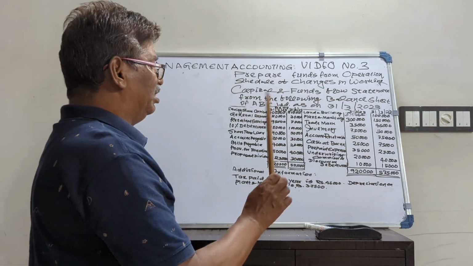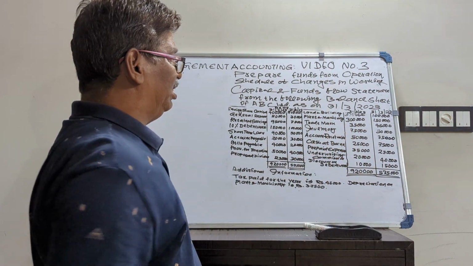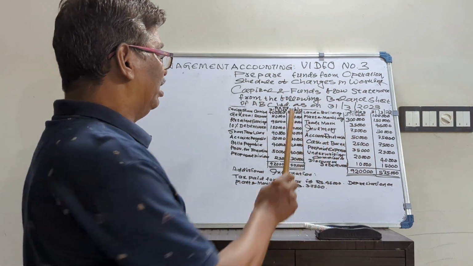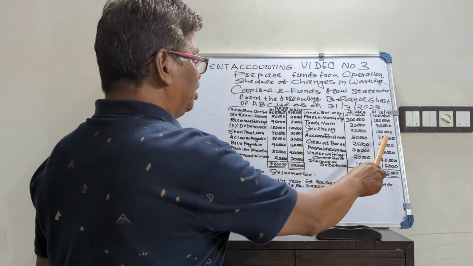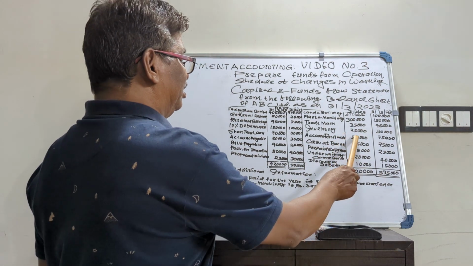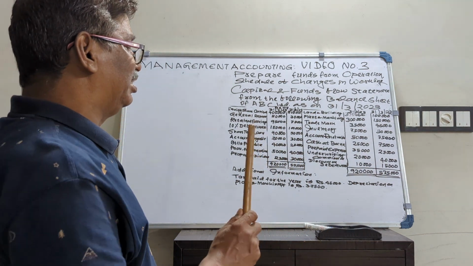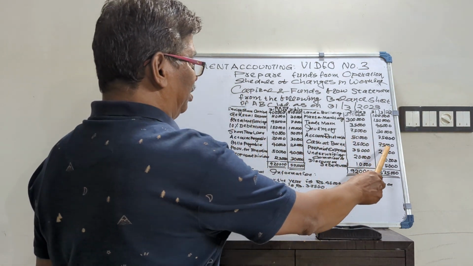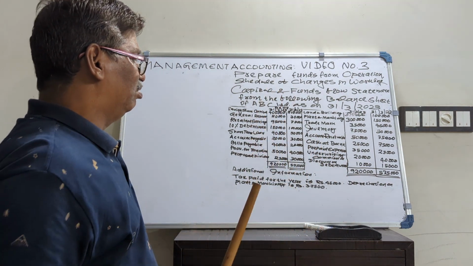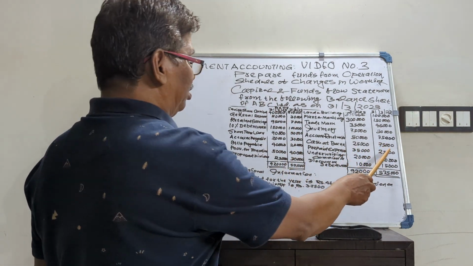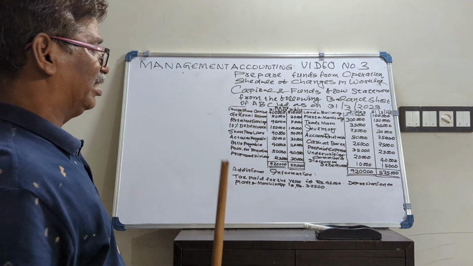Then inventory, it is our current asset, it was 50,000 at the beginning, at the end it is 75,000. So there is an additional 25,000 increase in inventory, which is known as increase in working capital. Accounts receivable was 75,000, at the end it is 50,000. So 25,000 is the reduction of accounts receivable, that is decrease in working capital. Cash was at the beginning 75,000 and at the end 25,000. So 50,000 is decrease in working capital. Prepaid expenses are 25,000, at the end it is 35,000. So 10,000 is increase in working capital.